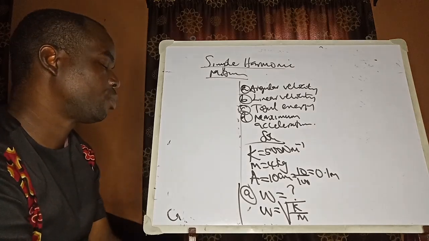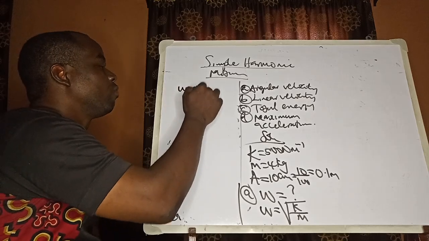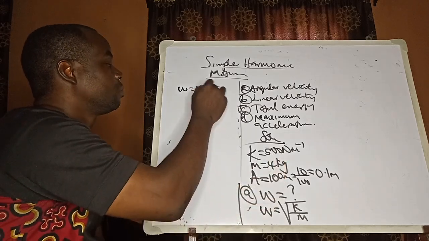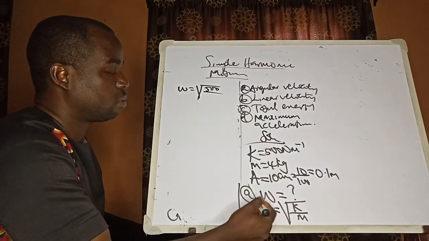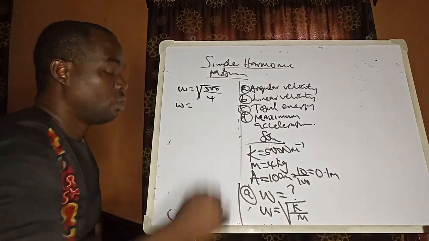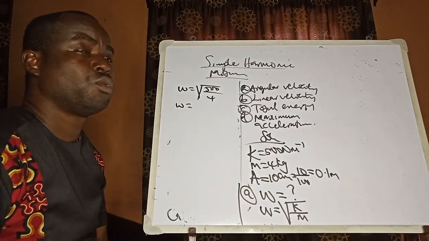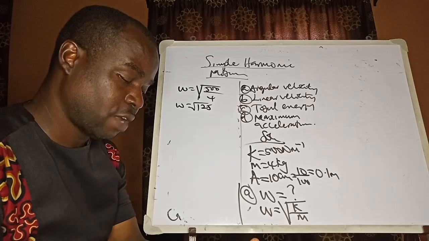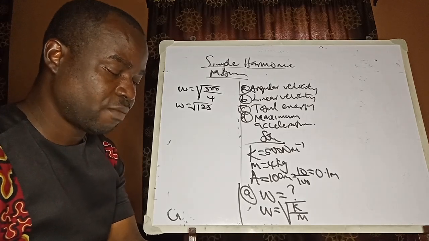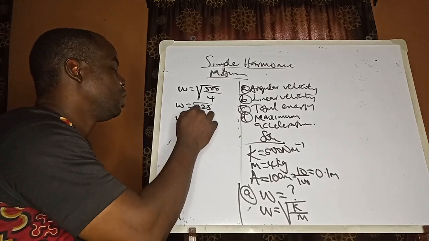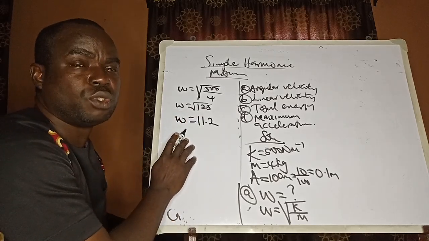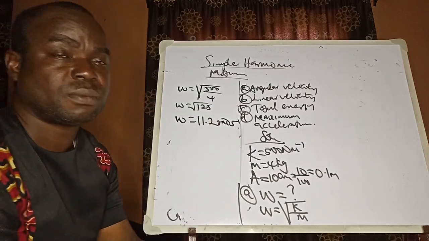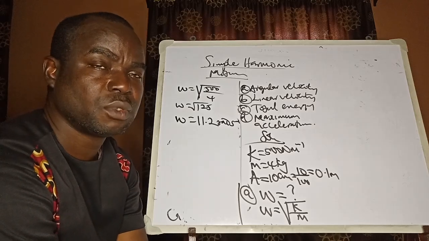Okay, so now we substitute. W will now be square root of, what's our K? Our K is 500. Our M is what? 4. So if you do 500 divided by 4, you will get 125. So let's get the square root of 125. Square root of 125 is 11.2. You make sure you put your unit of W. Check your table for the unit of W. Radians per second. That's the unit. Is it clear? So I have solved the first one now.